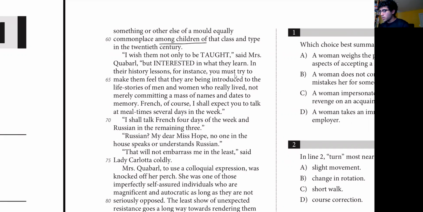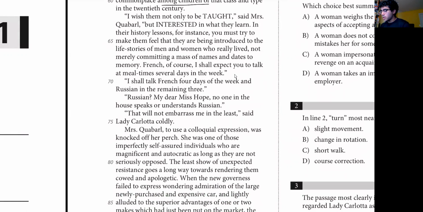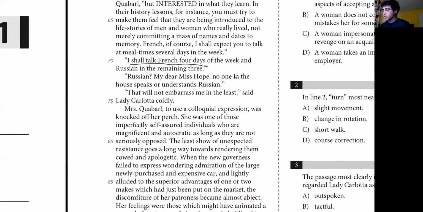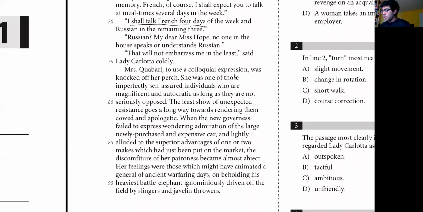Okay, so I'm assuming maybe Lady Carlotta has an understanding of Russian as well. So she said she will talk French 4 days and then Russian the remaining 3. Russian, I'm assuming, is a language she's well acquainted with. But obviously, this is not what Mrs. Corbel wants, because no one speaks Russian at the Corbels.